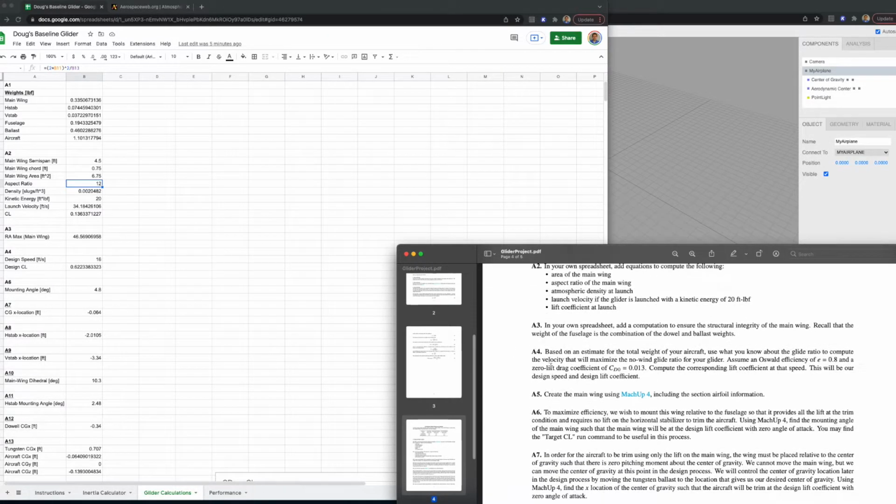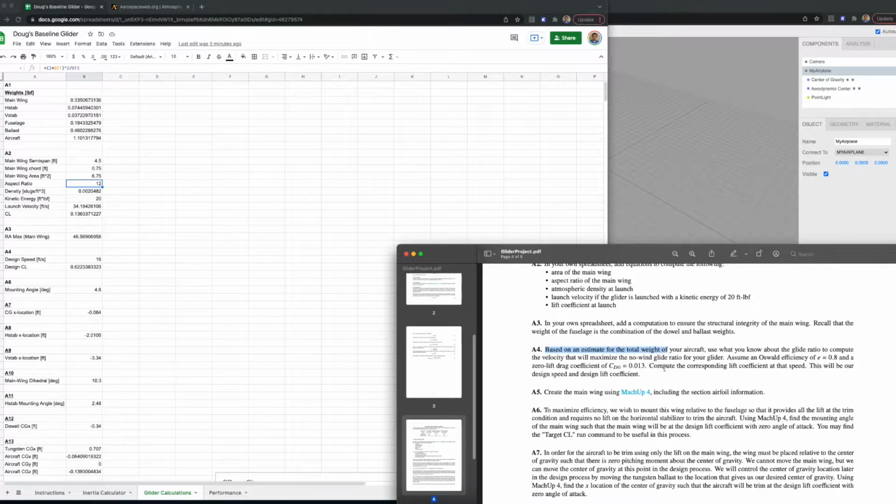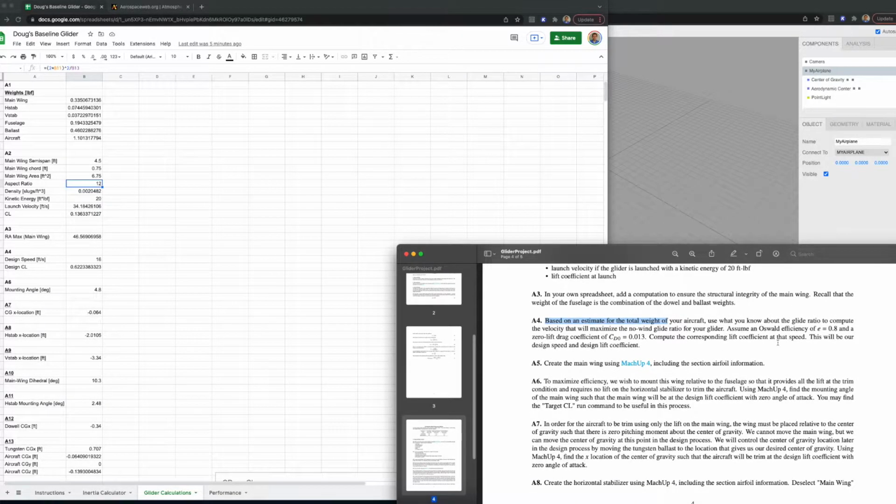Okay, so A4, based on the estimate for the total weight of your aircraft, use what you know about the glide ratio to compute the velocity that will maximize the no-wind glide ratio for your glider. Assume an Oswald efficiency of 0.8 and a zero lift drag coefficient of 0.013. Compute the corresponding lift coefficient at that speed. This will be our design speed and design lift coefficient.